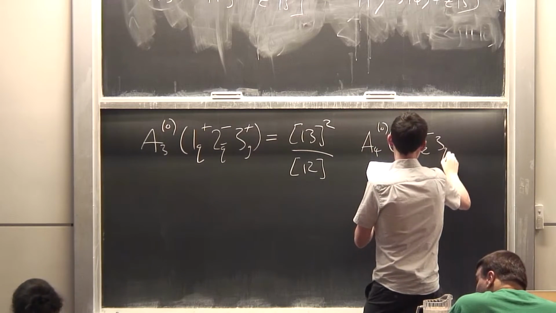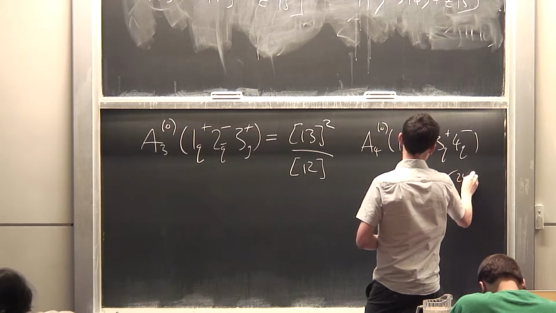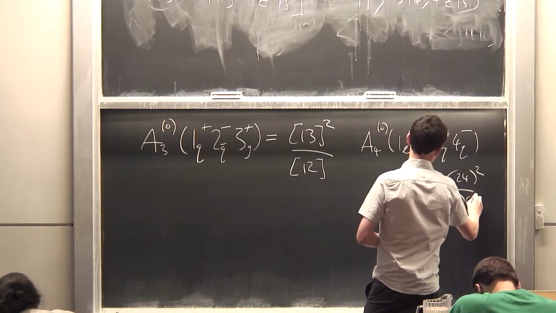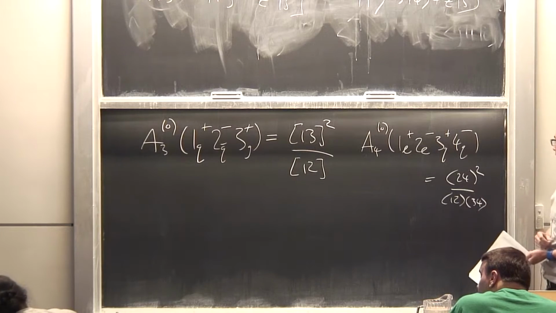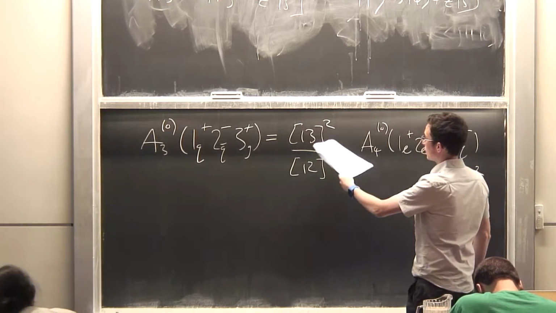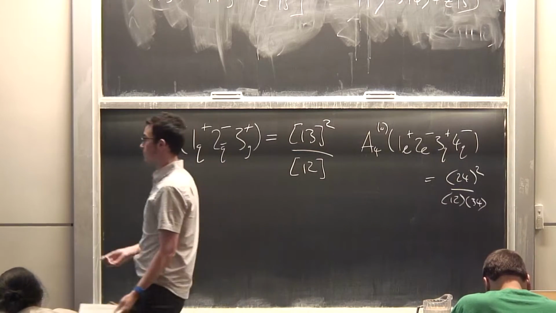3q plus 4q minus. This one, if we remember, was ⟨2 4⟩ squared divided by ⟨1 2⟩⟨3 4⟩. Okay, so these are the amplitudes that we'll need to calculate this scattering. And this one here is the one that's going to tell us the problems. So we're looking at a 3-point vertex, and we have momentum conservation.